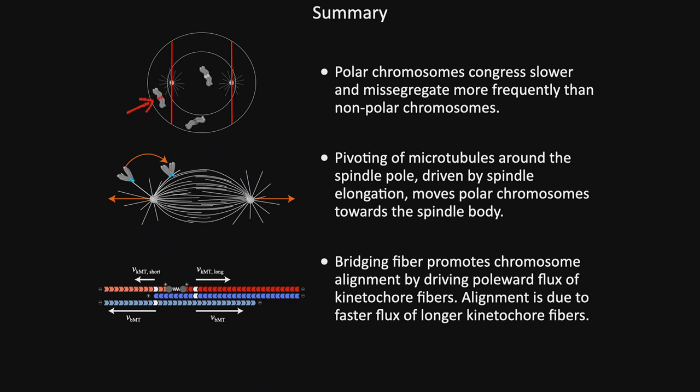And this brings me to the final summary. So I have shown you that there is this danger zone in the cell behind the spindle pole, and the chromosomes that are there in the beginning will have a higher chance to mis-segregate at the end of mitosis. They cross this bad region around the pole by pivoting of the microtubule, which is driven by spindle elongation. And once they are on the spindle, they have this kind of geometry related to the microtubules that are around them. And then the longer kinetochore fiber flux is faster than the short one and brings this chromosome towards the spindle center.